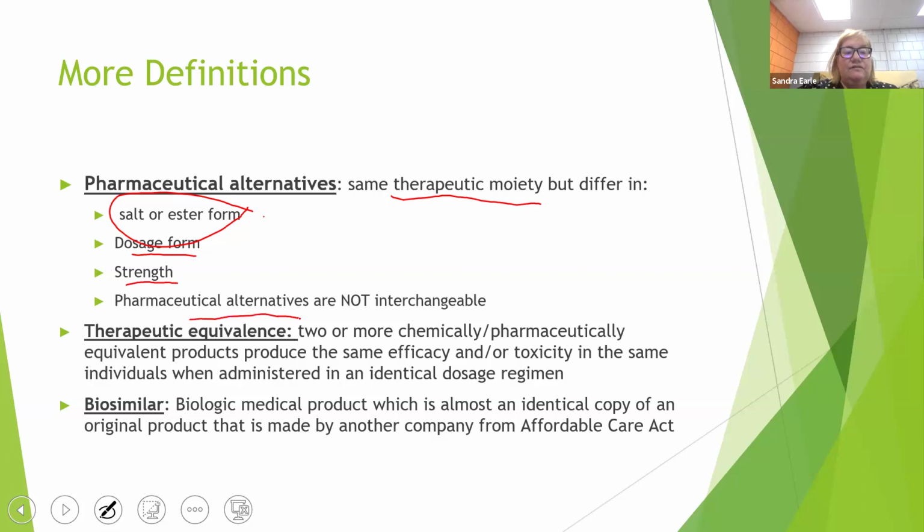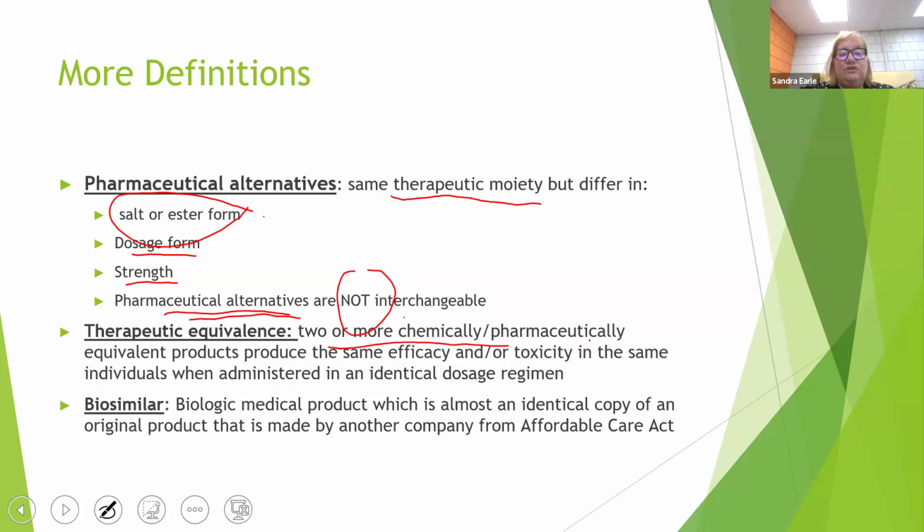And pharmaceutical alternatives are not interchangeable. You can't give a different salt or ester of a drug, or a different dosage form or a different strength, without a new prescription to a patient. These are alternatives, but not equivalents, and therefore you cannot make this change without a new prescription.